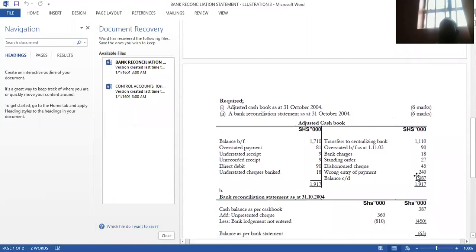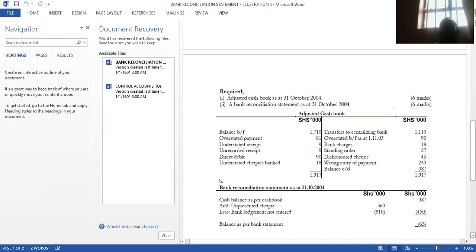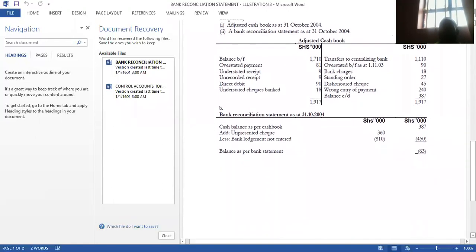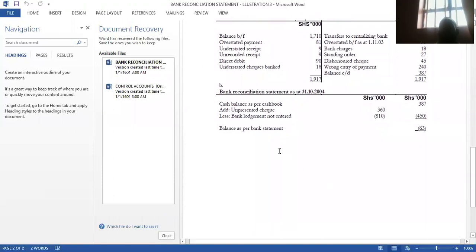So we double that amount, 120 times 2, so that we get to 240. And then you get the correct balance as per the updated cash book, which is actually 387. So you come here and you record the balance as per the updated cash book is this. You add the unpresented check, then you add the error that occurred in the bank, which is a 10, and then you have that particular figure as the balance as per the updated cash book.